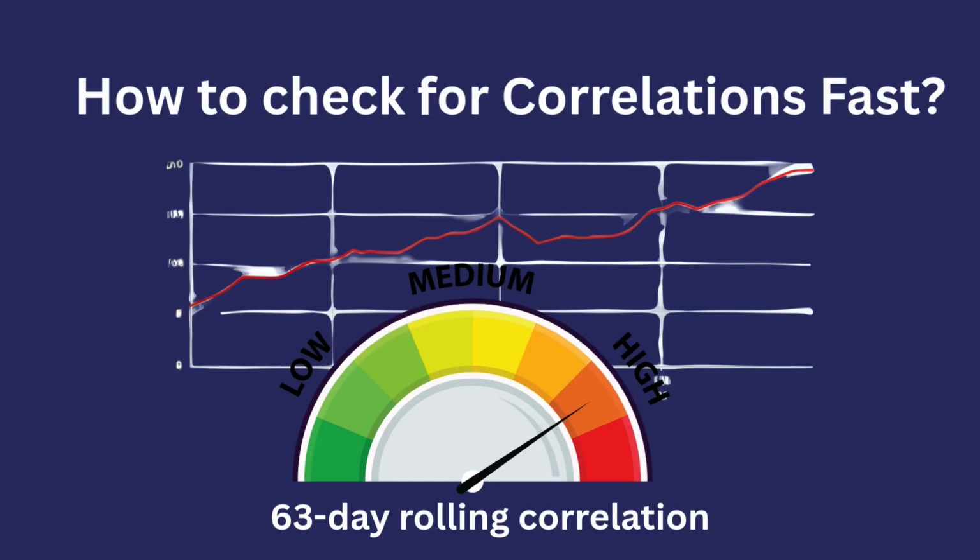How do you check for correlations fast? Use daily returns for the last 63 trading days, that's about 3 months, as a baseline. Compare your new trade versus your largest existing position, versus your top 2 to 3 current holdings, and versus the index you benchmark against. If correlation is greater than 0.8 with something big you already hold, consider a smaller size, a different ticker, or maybe an offsetting hedge.